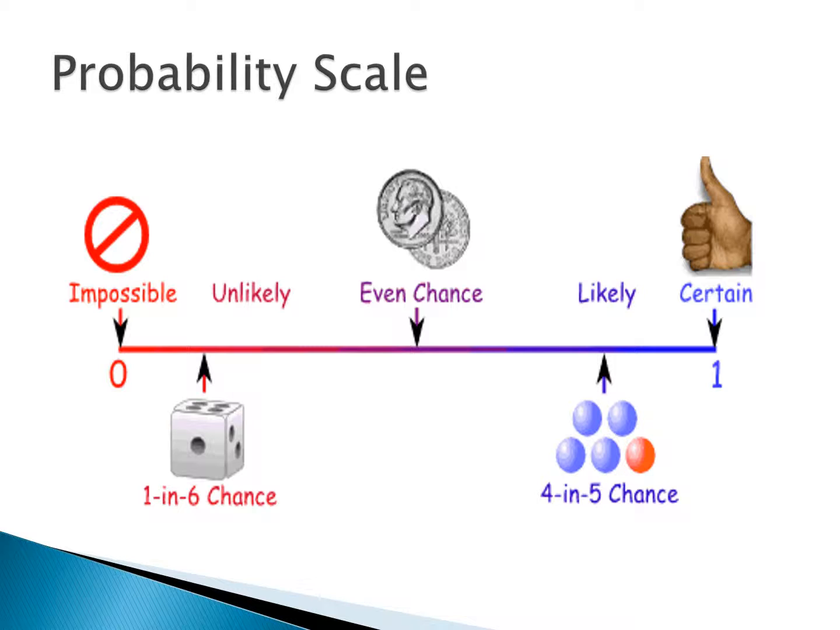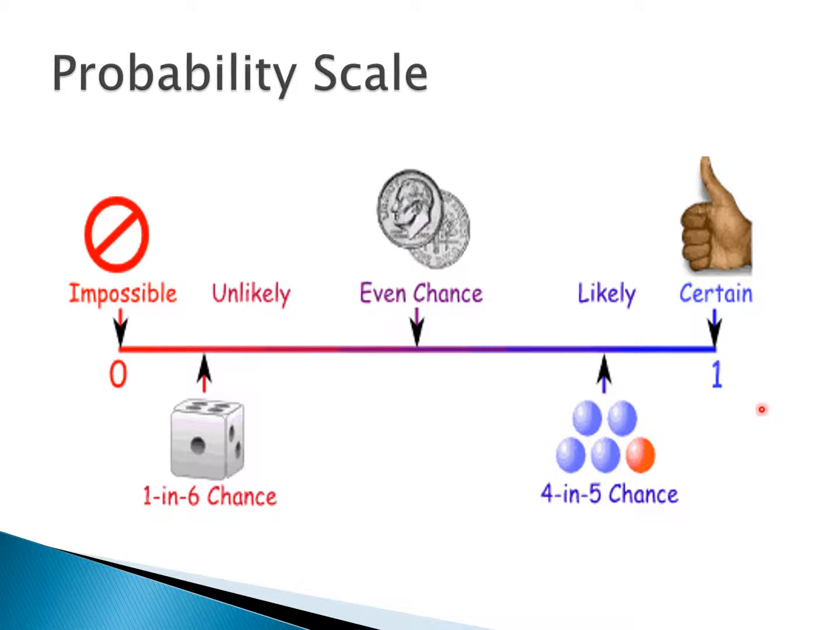Now, let's look at the probability scale itself. Probability is shown on a scale between 0, which is impossible, and 1, which is certain to happen. Let's look at some examples of these. It is certain that the sun will rise tomorrow. Therefore, it has a probability of 1.